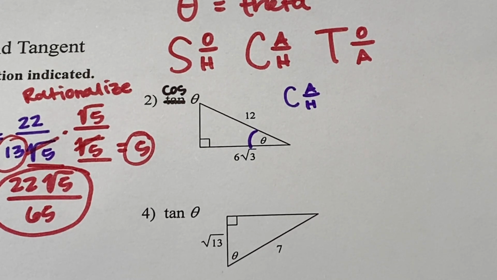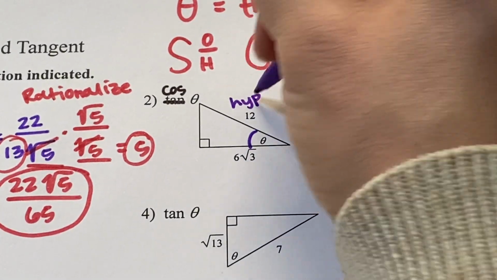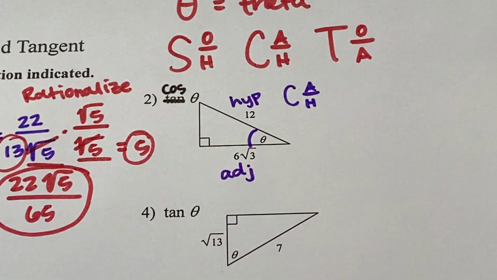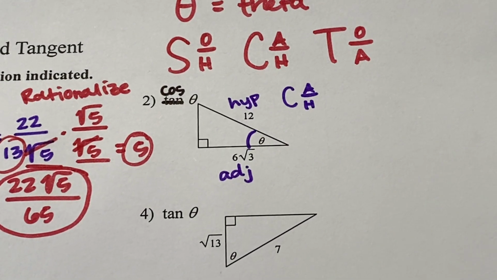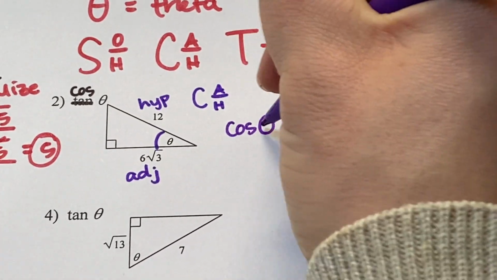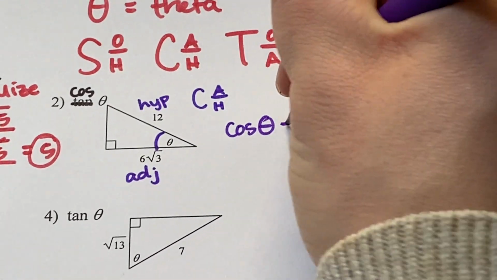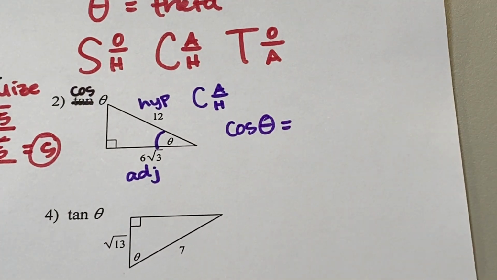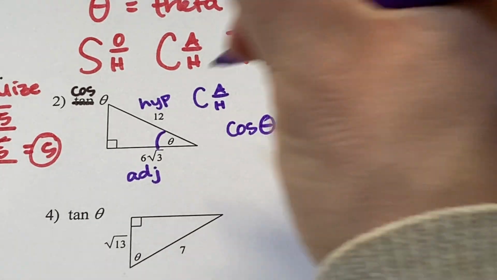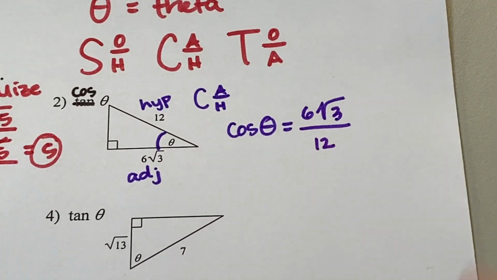Which one is my hypotenuse, 12 or 6 root 3? 12, beautiful. 12 is my hypotenuse. That means 6 root 3 is my adjacent, right? The side that's closest to where I'm standing. Okay, so now we can go ahead and write our cosine function. So cosine of theta equals adjacent 6 root 3 over my hypotenuse 12.